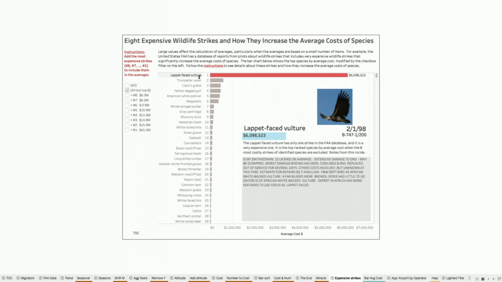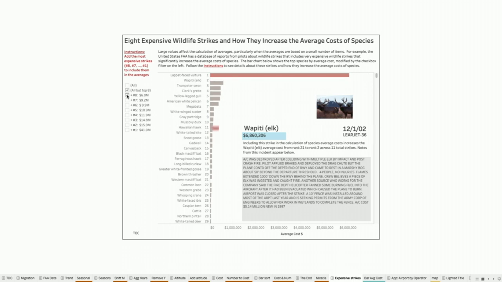Of a lappet-faced vulture, not a specialized vulture, that's ranked at number one. But if I click on number eight, that will bring the Wapiti elk. I don't know how to actually pronounce it, but I think it's something like that. It brings that up to rank number two, and the animation shows the movement of that.